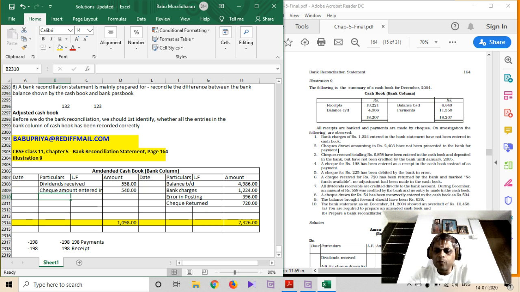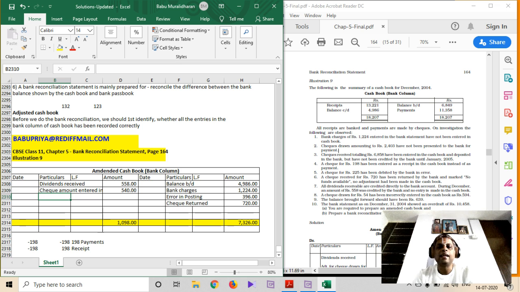Then the balance brought forward should have been 639. What is the balance brought forward? It is 6,849, whereas it says that it should be 639. Actually, students, I referred to the NCERT books one more time and also discussed with the coaching team. What they said is that it is an error in the book. It should be 6,399. It has been printed incorrectly as 639. So I'll take it as 6,399. Okay, the balance is 6,849 and it should have been 6,399.